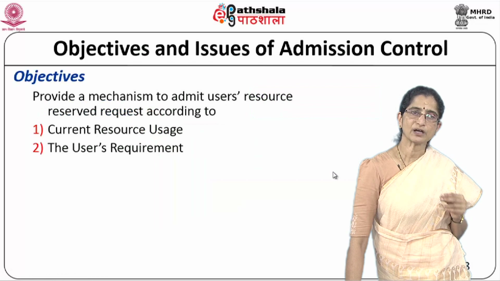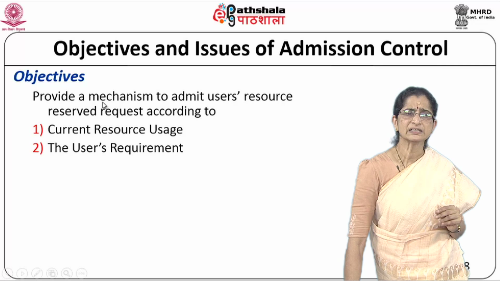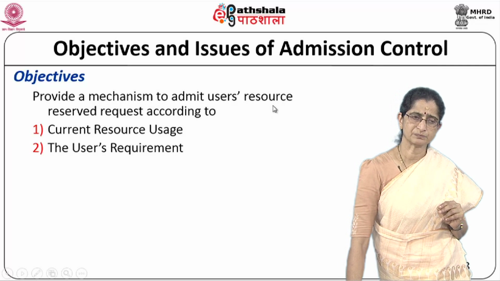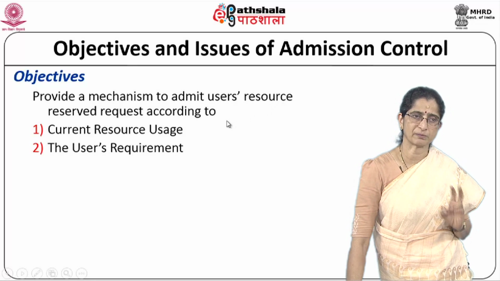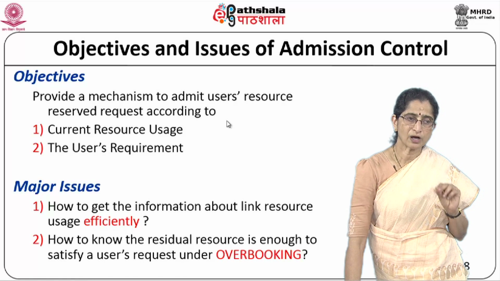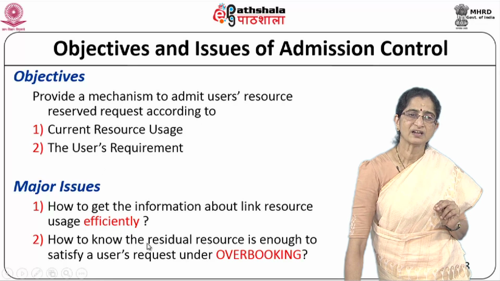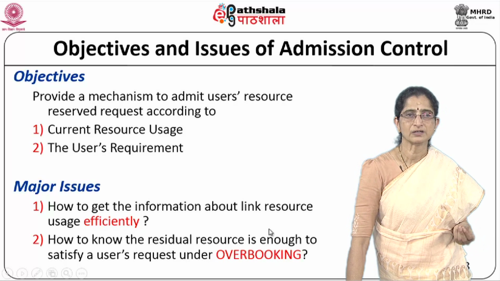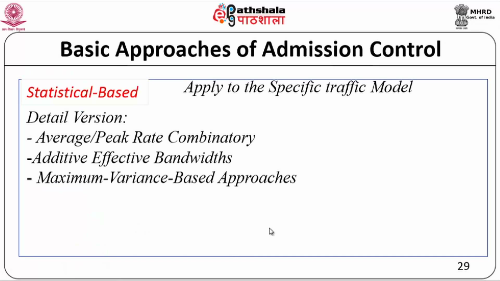If you look at the objectives and issues of admission control, you need to provide a mechanism to admit users' resource requests according to the current resource usage and the user's requirement. This is important. The major issues here are how you get information about the link resource usage efficiently, and how you make sure that you are not overbooking, that is, not providing more resource than what is actually required. Those are interesting things.